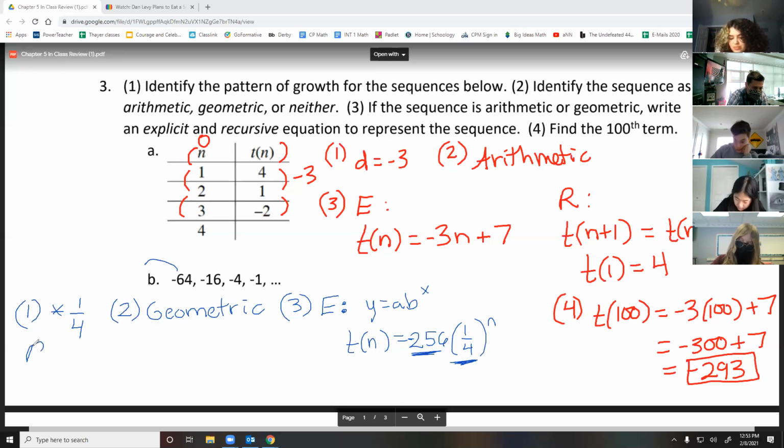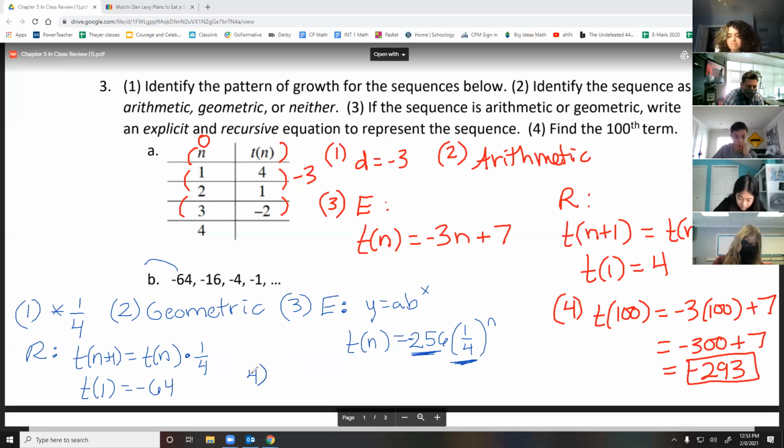Now your recursive equation looks just like the previous one. It's t of n plus 1 equals t of n. Instead of plus a number, it's times your multiplier, so times 1/4. And then you list the first term as well, negative 64.